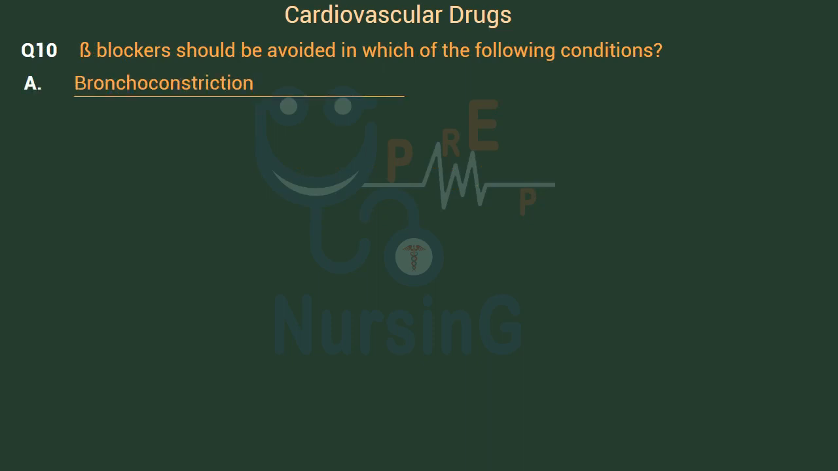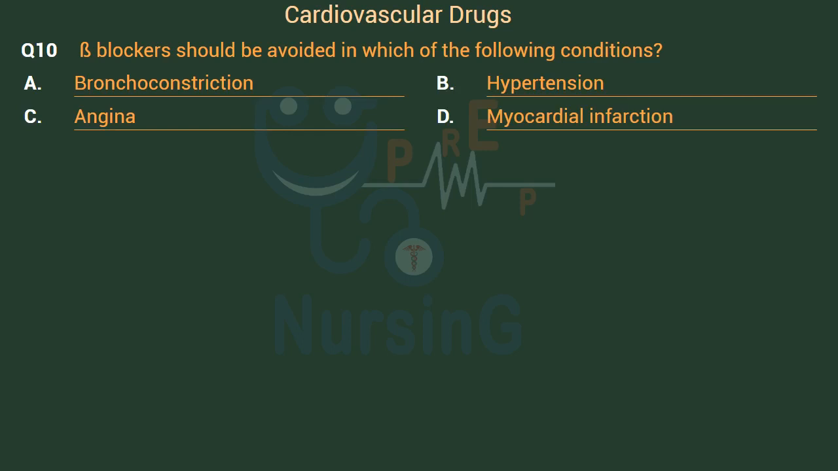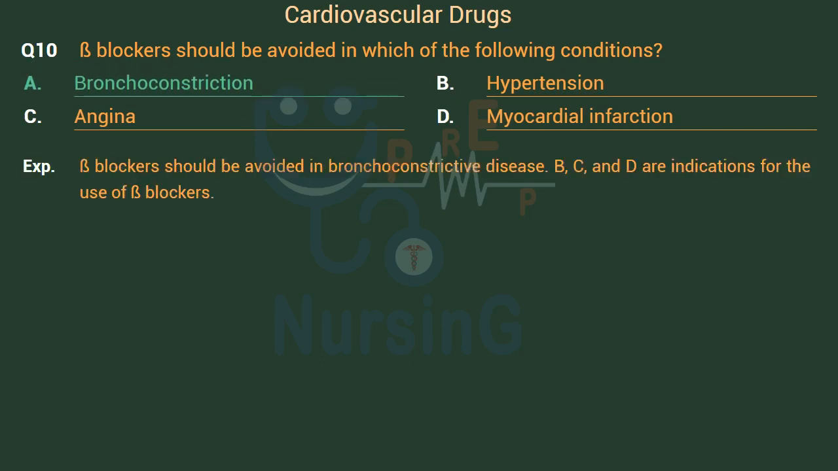Beta blockers should be avoided in which of the following conditions? Option A. Bronchoconstriction. Option B. Hypertension. Option C. Angina. Option D. Myocardial infarction. Right answer is Option A. Beta blockers should be avoided in bronchoconstrictive disease. B, C, and D are indications for the use of beta blockers.